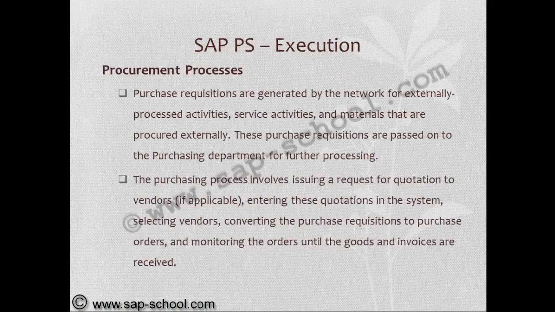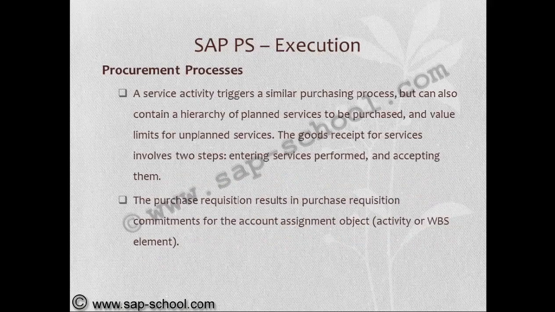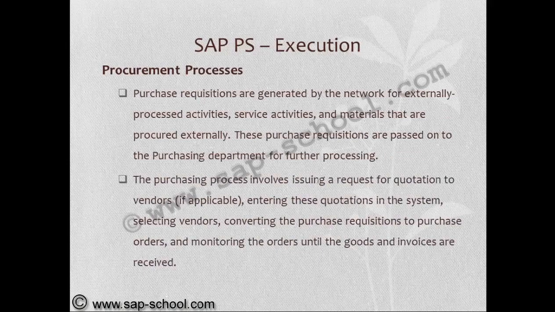Procurement processes. Purchase requisitions are generated by the network for externally processed activities, service activities, and materials that are procured externally. These purchase requisitions are passed on to the purchasing department for further processing. The purchasing process involves issuing a request for quotation to vendors, entering these quotations in the system, selecting the vendors, converting the purchase requisitions to purchase orders, and monitoring the orders until goods and invoice are received.